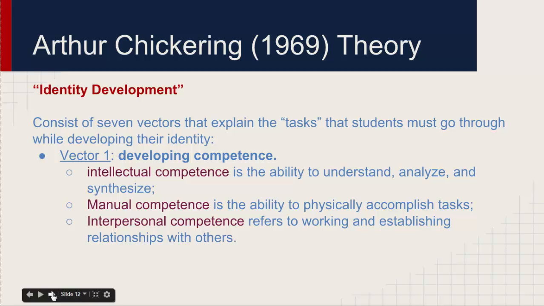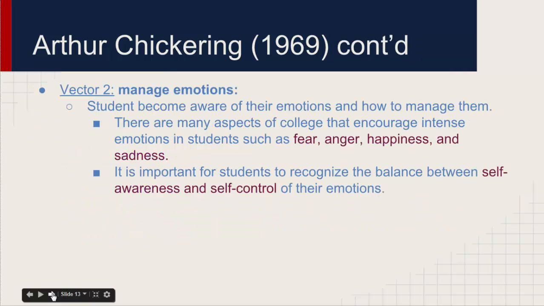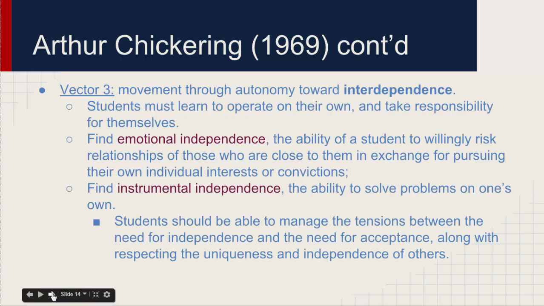Chickering also talks about identity development, but he looks at seven ways that students can put themselves to task to be better. He calls these vectors. Vector 1 is developing competence, and this can be developed intellectually, which is that students should be able to analyze things. Manually, the student should be able to physically accomplish things. And the student should also have interpersonal competence, that is, the ability to work with others. Students should be able to manage their emotions.